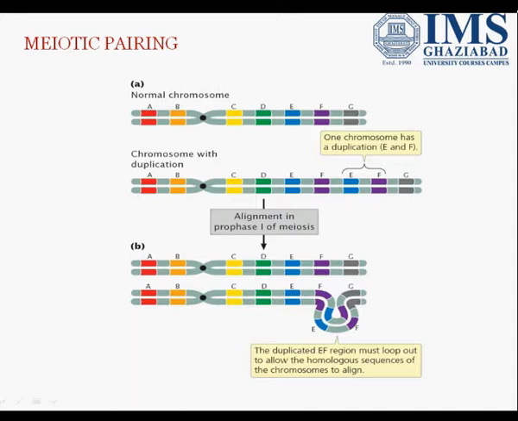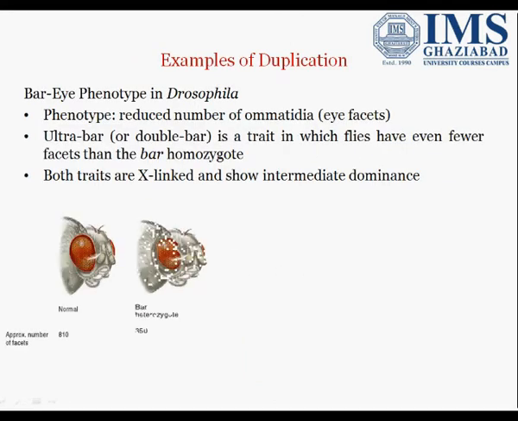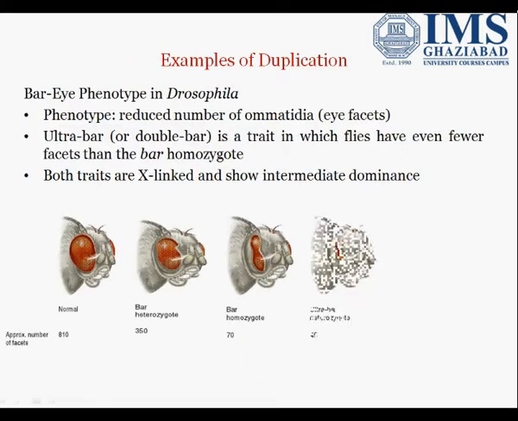So you just find out the duplicated E, F region must loop out to allow the homologous sequence of the chromosome to align. So you just keep in mind that in case of deficiency as well as in case of duplication, the abnormal chromosome is forming a loop. In case of deficiency, the normal chromosome is forming the loop, and in case of duplication, the duplicated chromosome is forming the loop here.